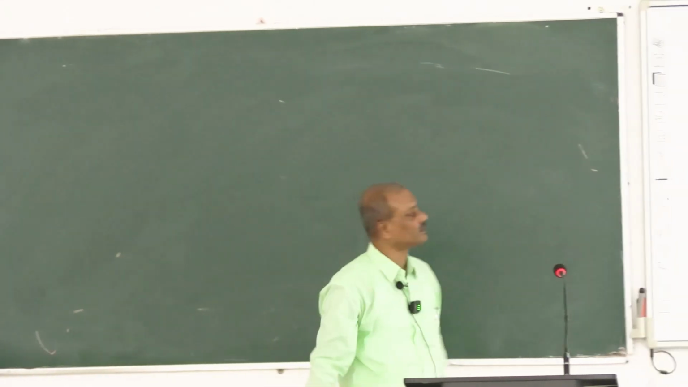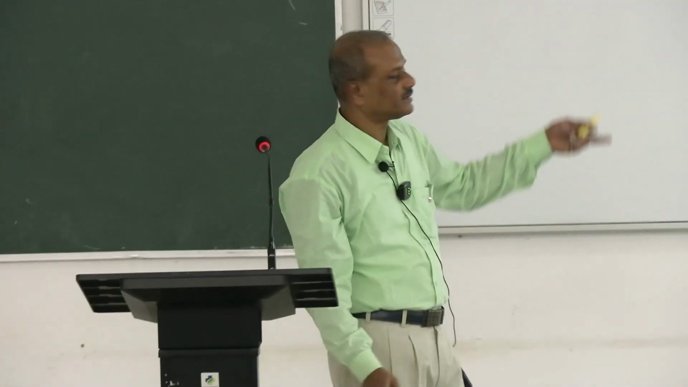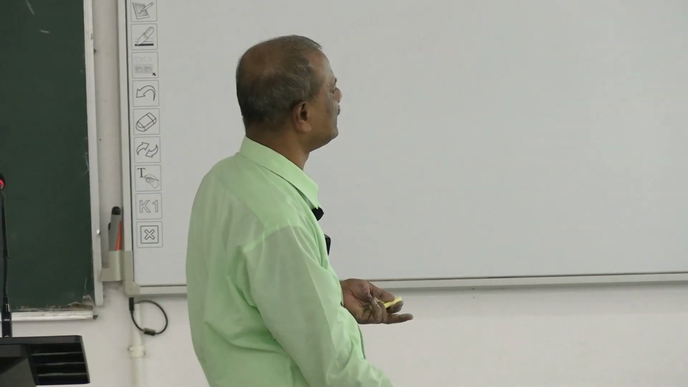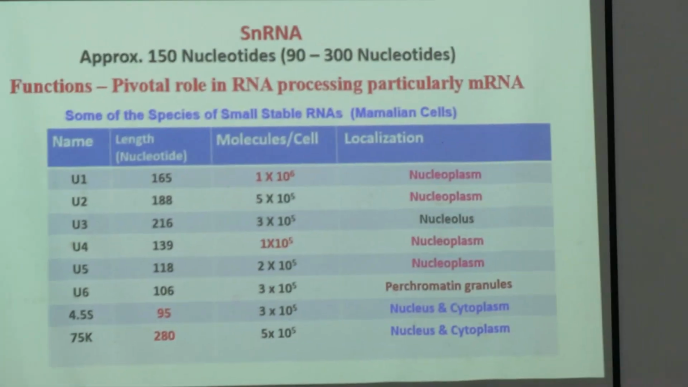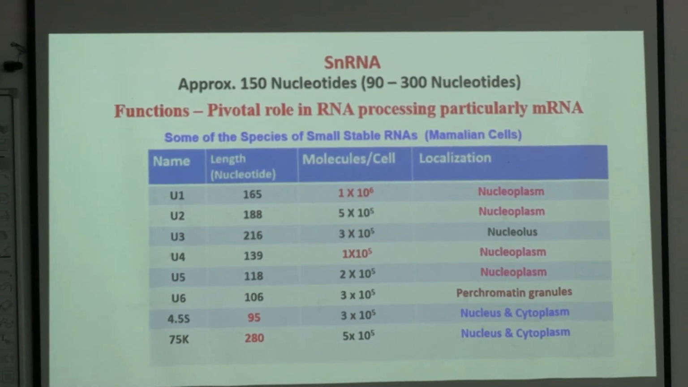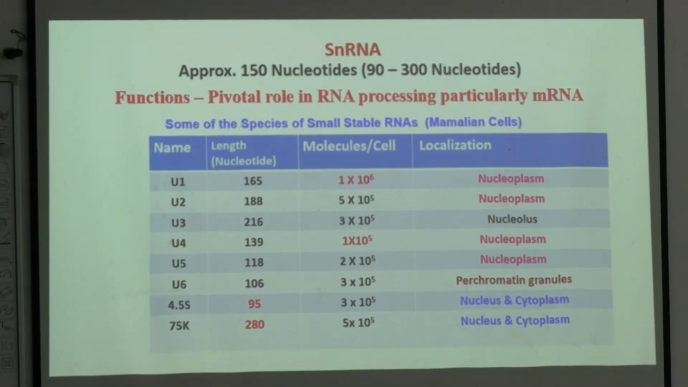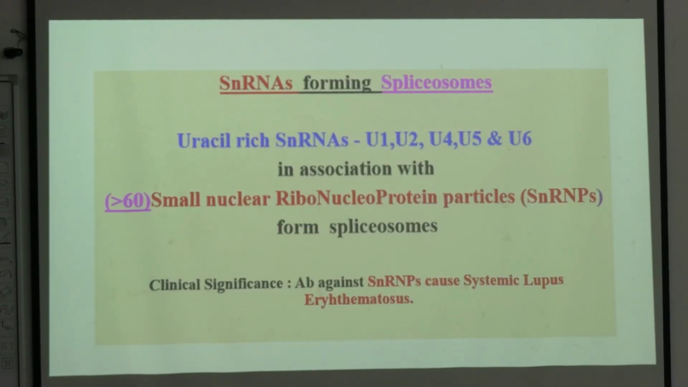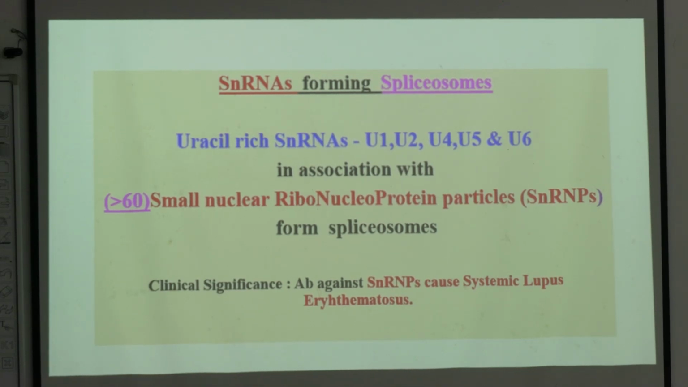Yesterday I told you there are only a few important snRNAs. You see some are present in the nucleoplasm, some in the nucleus, some in the chromatin. Basically, out of all these, only 5 uracil-rich snRNAs, that is U1, U2, U4, U5 and U6, are in association with more than 60 small ribonucleoproteins. They form the spliceosome.